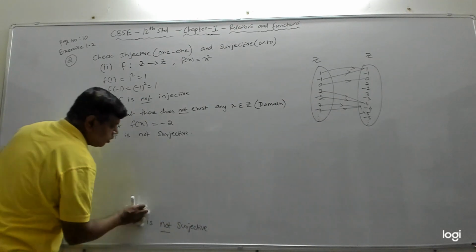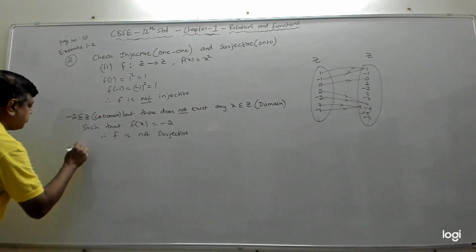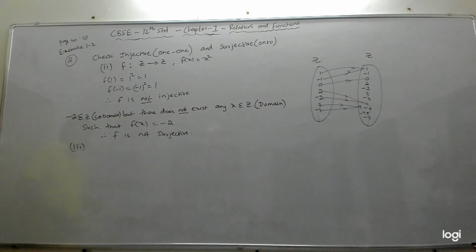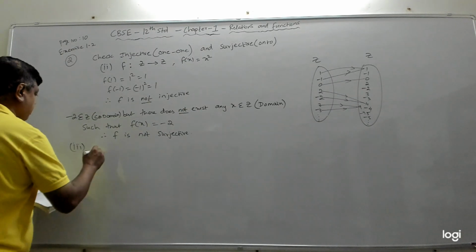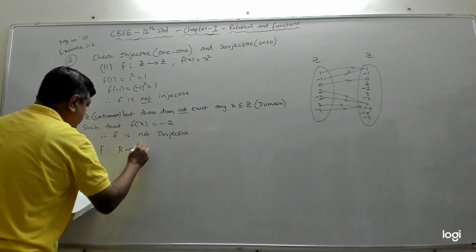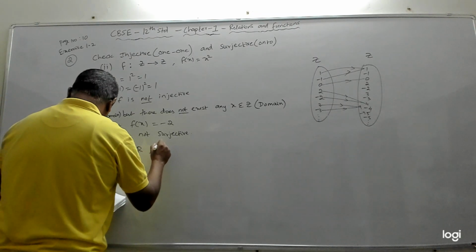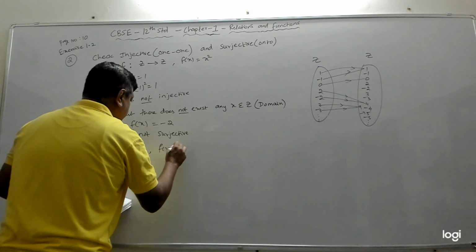So now we will go to the next problem, which is the third function. f is a function from R to R. R to R is the set of all real numbers to the set of all real numbers. And the same function f of x is given by x square. f of x equals x square.